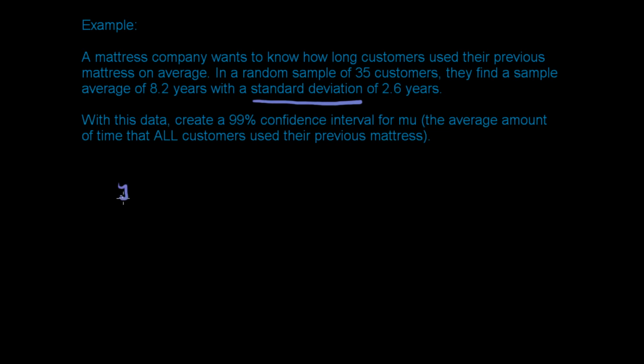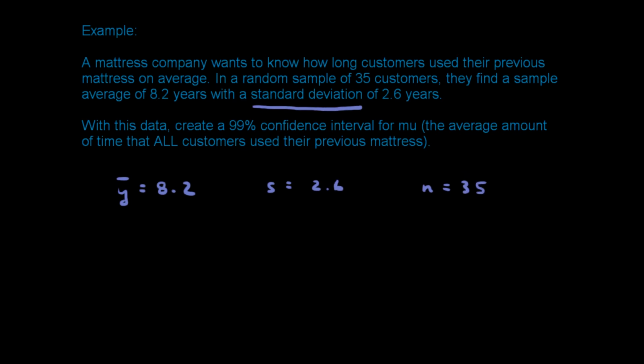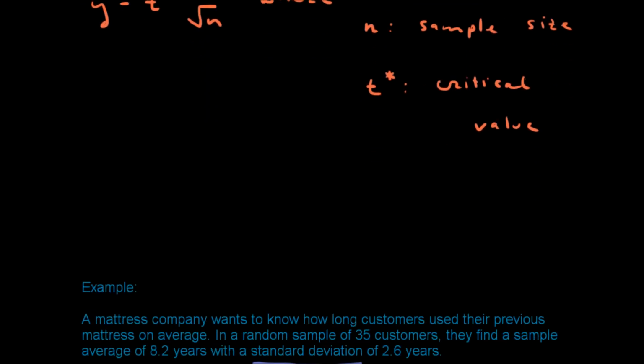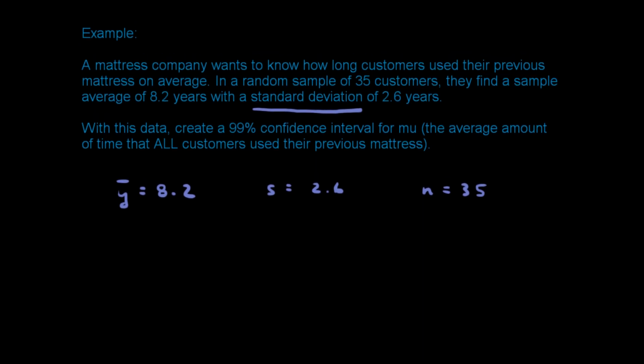But looking at what you're given, you have that Y bar sample average is 8.2. S sample standard deviation is 2.6. And then N was the sample size. This was 35. So looking at this formula, we have Y bar, we have S, we have N. We're just missing this T star. So you'll need to use the T calculator. The T calculator will ask you for dF, which stands for degrees of freedom. In this case, degrees of freedom would be n minus 1, so you'd have 34.